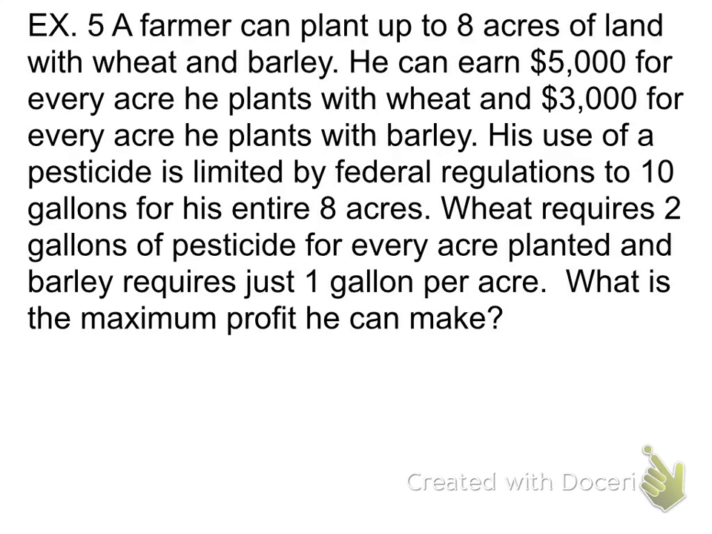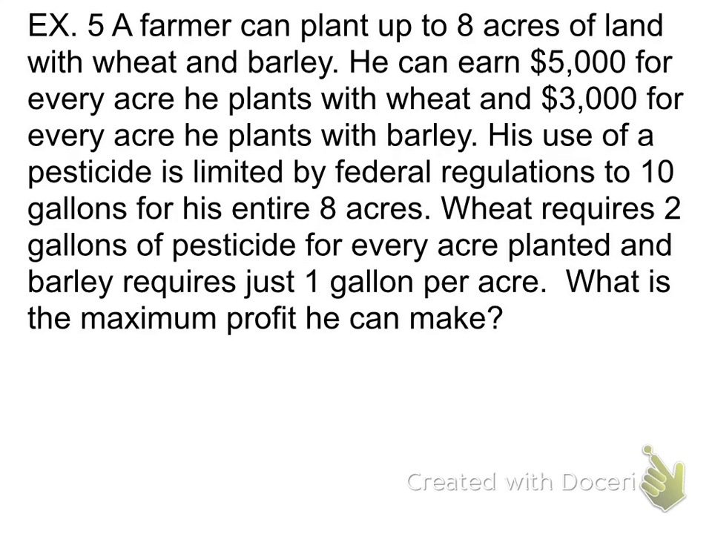So it says that a farmer can plant up to 8 acres of land with wheat and barley. He can earn $5,000 for every acre he plants with wheat and $3,000 for every acre he plants with barley. His use of a pesticide is limited by federal regulations to 10 gallons for his entire 8 acres. Wheat requires 2 gallons of pesticide for every acre planted, and barley requires 1 gallon per acre. What is the maximum profit he can make?